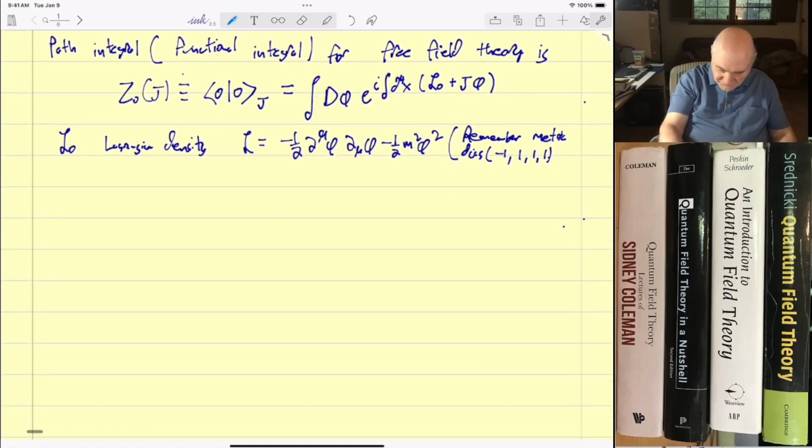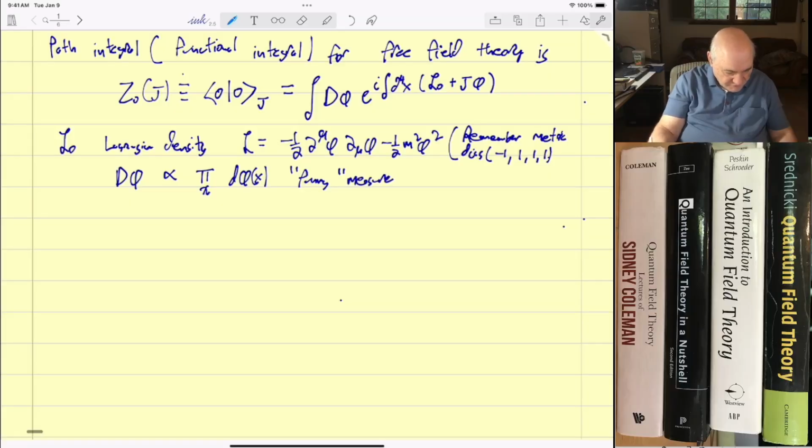So the other symbol there, the d phi, is the funny measure. Somehow it's proportional to the product over all space of d phi of x. This is a funny measure. It doesn't always converge. Sometimes it changes in a funny way, and we'll see illustrations of this when we get to fermions later in the course.